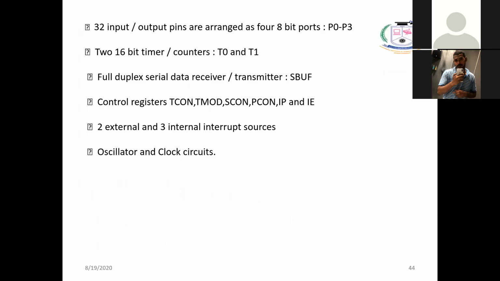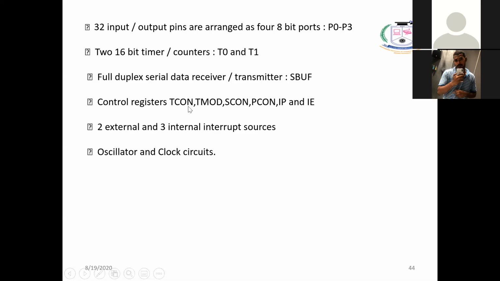Then the port 0 to port 3 I have already explained. 32 pins are allocated for port 0 to port 3, and the 16-bit timers and counters T0, T1. Now just see these 2 points: these are the serial registers and control registers. We didn't specify them because we will see them in detail, all the registers. For serial data receiving and transmitting we use SBUF, the serial buffer register. And for control registers, T stands for timer, S stands for serial, I stands for interrupt. TCON and TMOD are the timer registers.